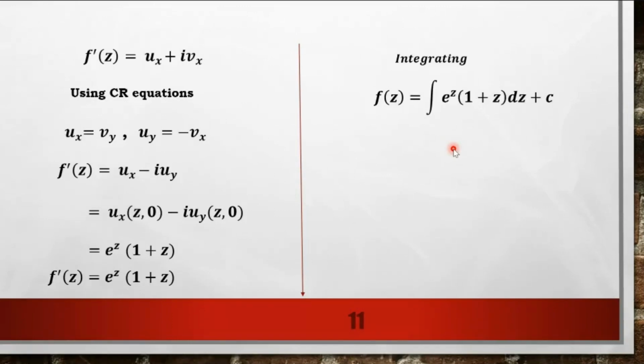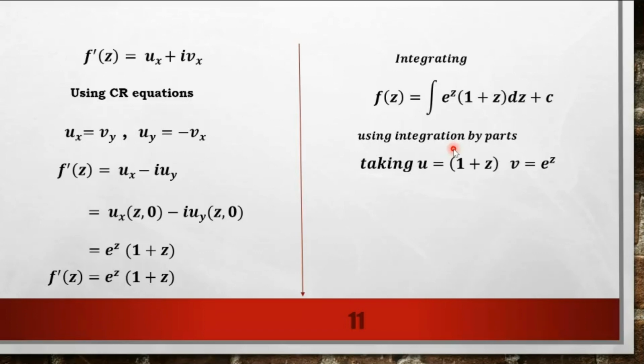LIATE. Yes, LIATE मतलब exponential function comes in the end. Algebraic function. 1 plus z is an algebraic function. So u is equal to 1 plus z. So I have written taking u is equal to 1 plus z and v is equal to e raised to z. Correct. ठीक है. अभी मैं क्या करूंगी, तो uv में फर्स्ट टर्म क्या होता है uv रूल में? What is the first term we get? It is u integral v.